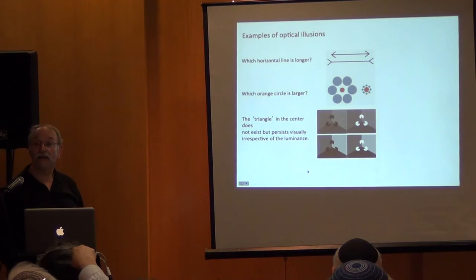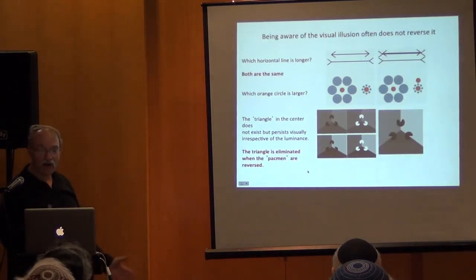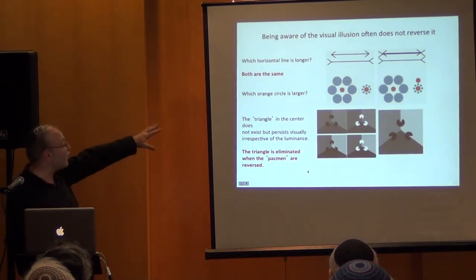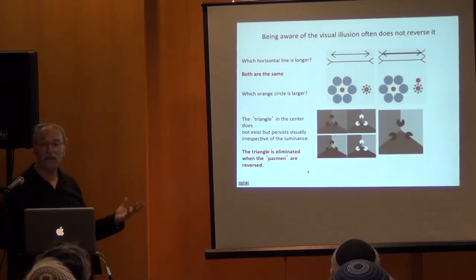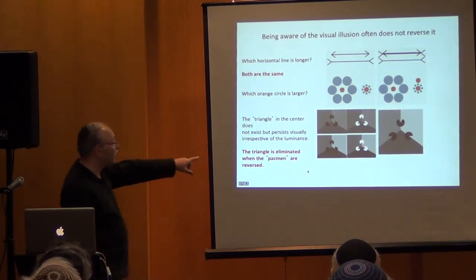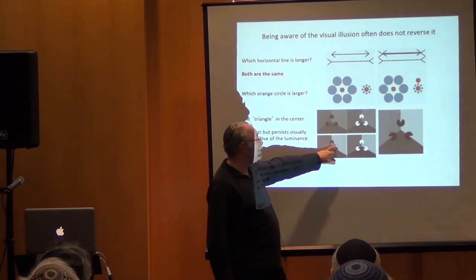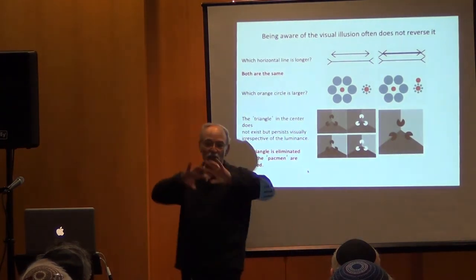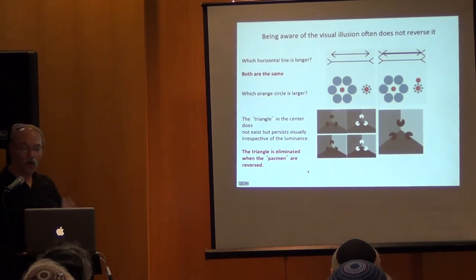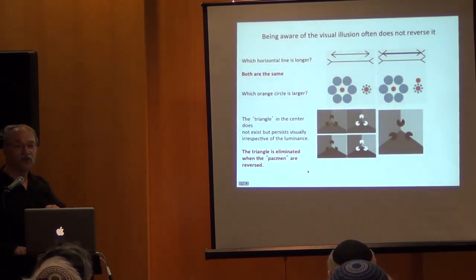But the lines are the same size. Yeah. So here I superimposed the lines, so the lines are exactly the same, and the circle. Those orange circles are exactly the same size, and the triangle here disappears when you rotate the Pac-Man. They're no longer facing one another. But I knew that this particular image of a triangle was a bit weak.